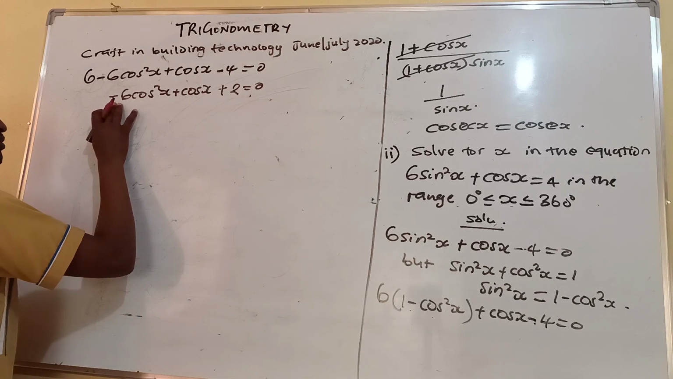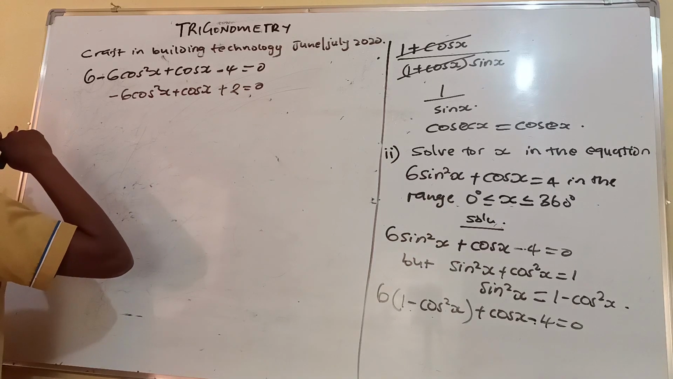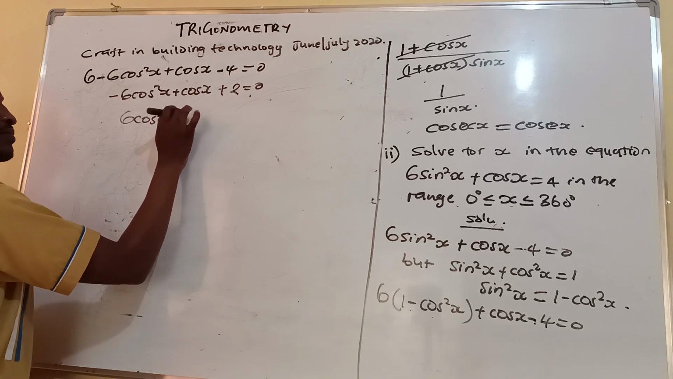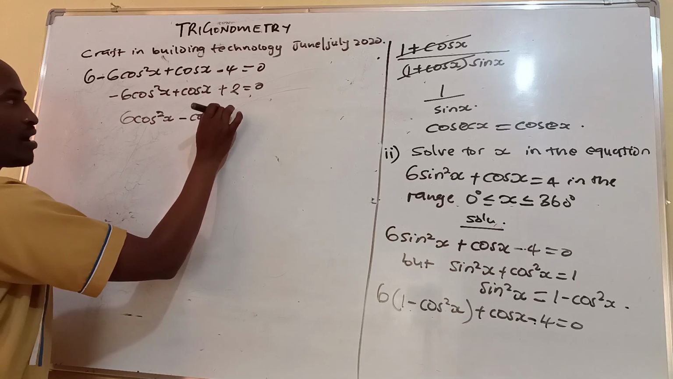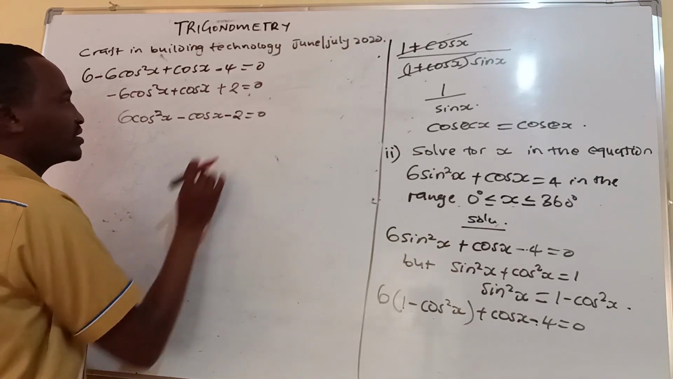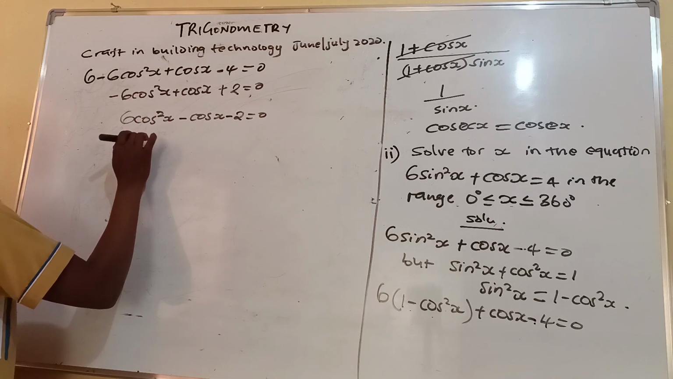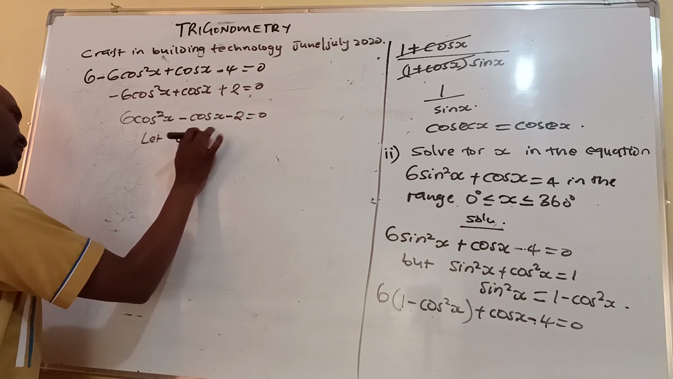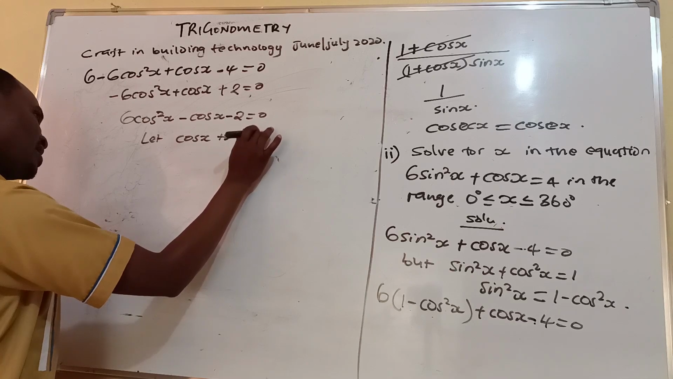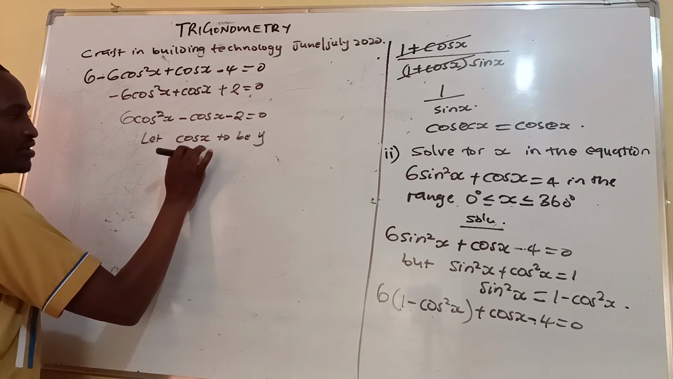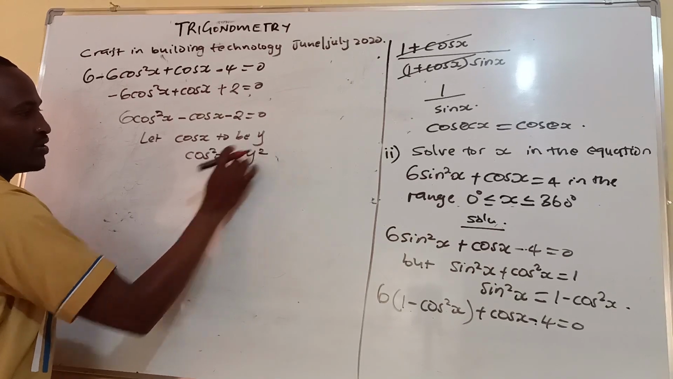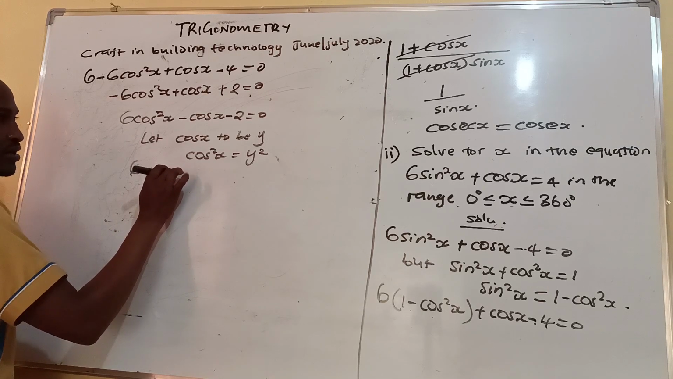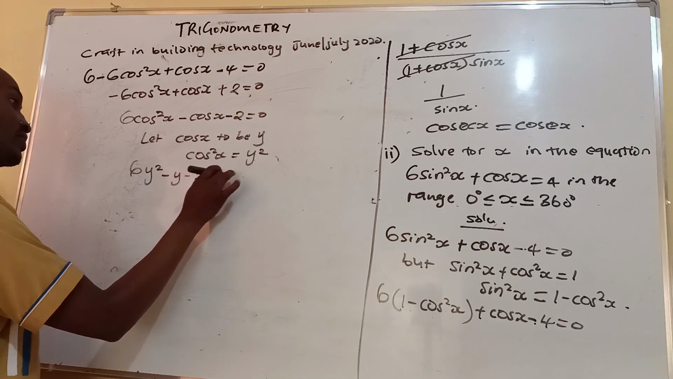But we want to work with this value when it's positive, so we can multiply through by a negative. It will be 6 cos squared x minus cosine of x minus 2 is equal to 0. So that now when you say that y or cosine of x to be y, obviously cos squared x will be equal to y squared. So that now you have 6 y squared minus y minus 2 is equal to 0.